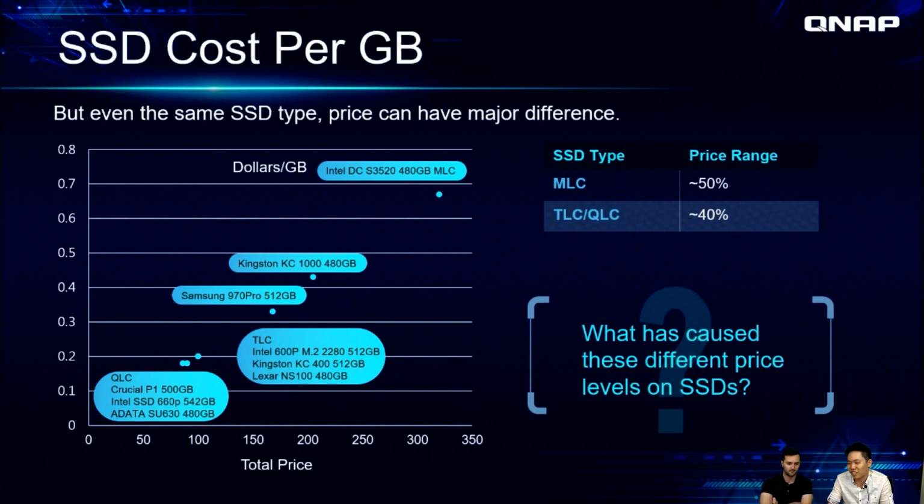Okay, so this is a new slide, because the previous slide we might have checked already in the other live streaming, but this is new. We did some market survey. The reason we want to have today's broadcast is that from the market survey we know that even if the SSD is the same type, for example MLC, the price range is still very high. Even MLC from Intel, Samsung, and Kingston can have a 15% price difference, and the same happens to TLC and QLC.